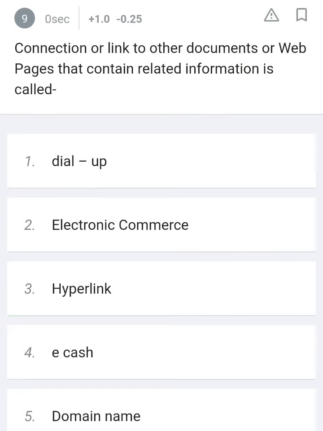Next question, connecting or linking to other documents or web pages that contain related information is called what? It connects web pages, so it is a hyperlink.